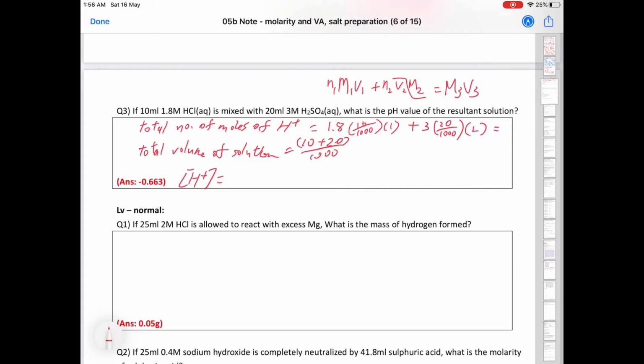And the total number of moles of H+ is equal to 0.138, and then divided by the volume in dm cube, and that is 4.6. And finally, what is asked in the question, you have to find out the pH value, so the final step is that pH value equal to negative log H+ concentration, and H+ concentration equals 4.6 M. So after you use the calculator, then you get the answer already.